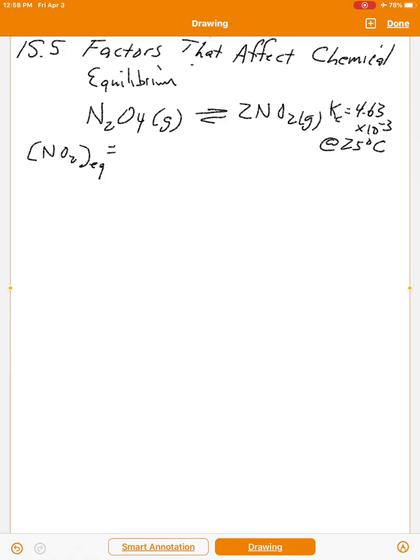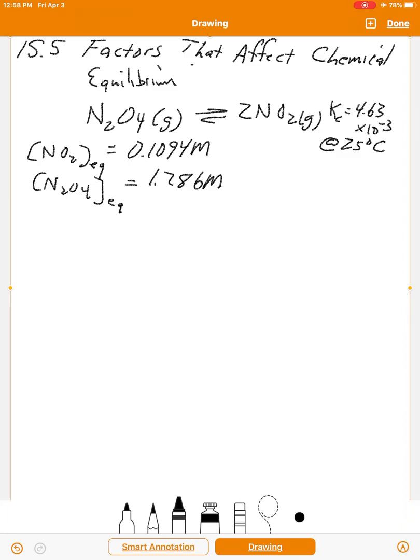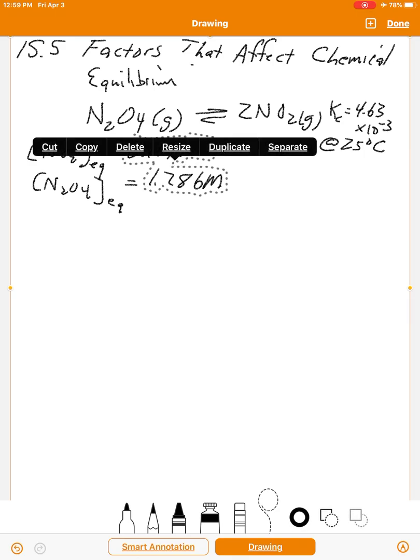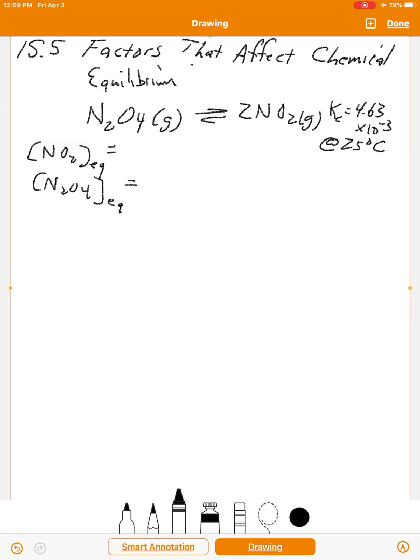So the concentration at equilibrium of NO2 is 0.1094 molar, and the concentration of N2O4 at equilibrium is 1.286 molar. Okay? Now, oops, sorry, my mistake. Let me come back here. I got the wrong concentrations in there, so that was a mistake. So let me give you the correct ones.